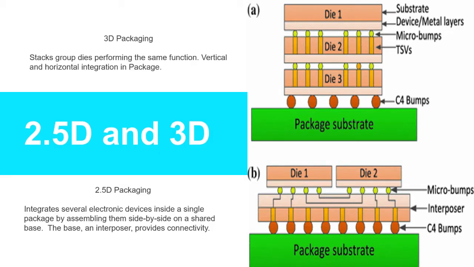3D packaging versus 2.5D. The 3D packaging stacks groups of dies performing the same function, with vertical and horizontal integration in the package. The 2.5D packaging integrates several electronic devices inside a single package by assembling them side by side on a shared base. The base, an interposer, provides connectivity.